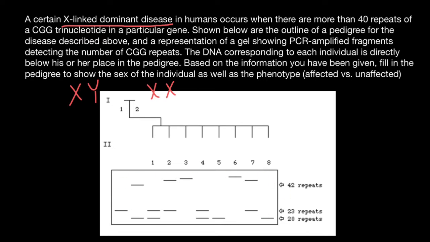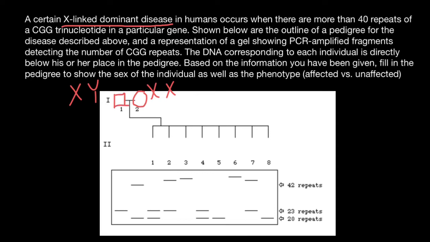So now let's analyze. In the first row we see only one band. That means that this is a male, or it can be a female with two alleles of the same size. But let's take a look here. So this is person 1, person 2. Person 2 has two alleles. So definitely in this couple, person number 2 is female. So let's put this sign here. And person number 1 is a male.